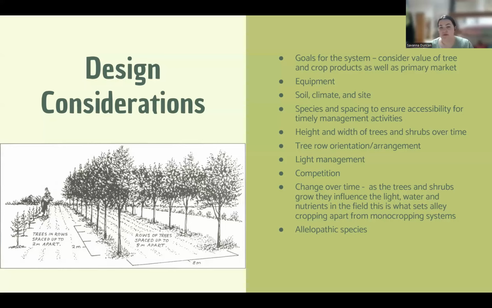And last but definitely not least is allelopathic species. Allelopathic species release chemicals that can kill or stunt other species as a part of their defense system or just their protection system. A great example of this would be black walnut, which is an allelopathic species. So you just need to be aware of the allelopathic potential of species and whether or not that is something that they are able to do.